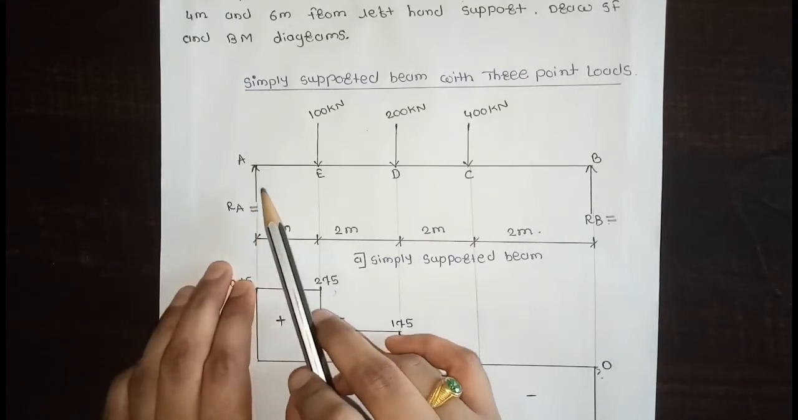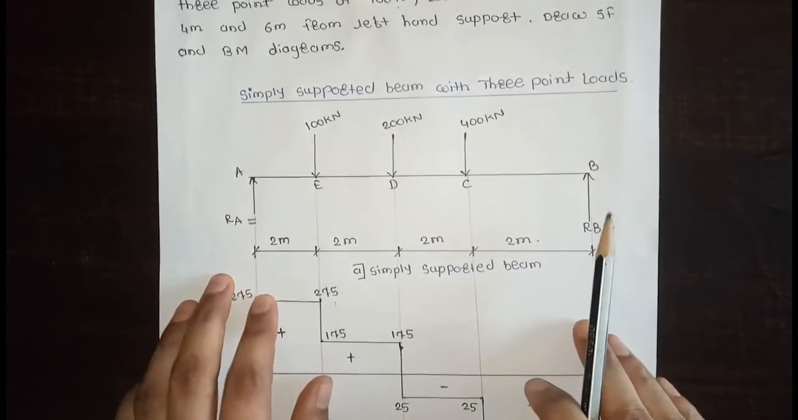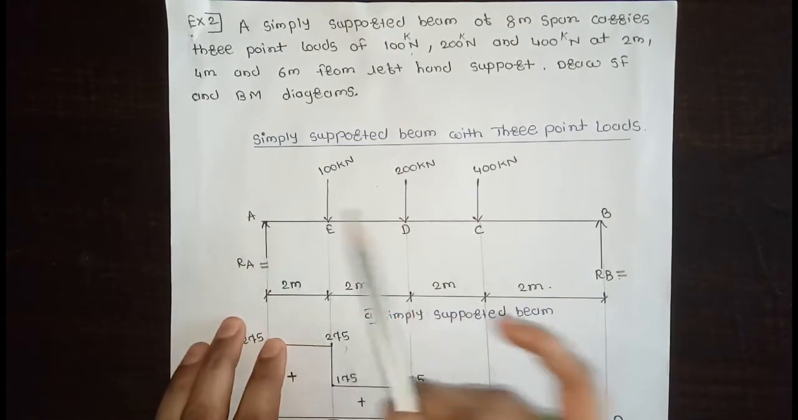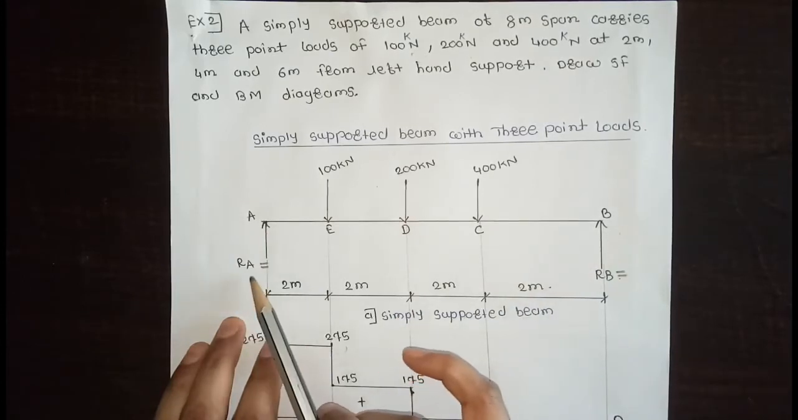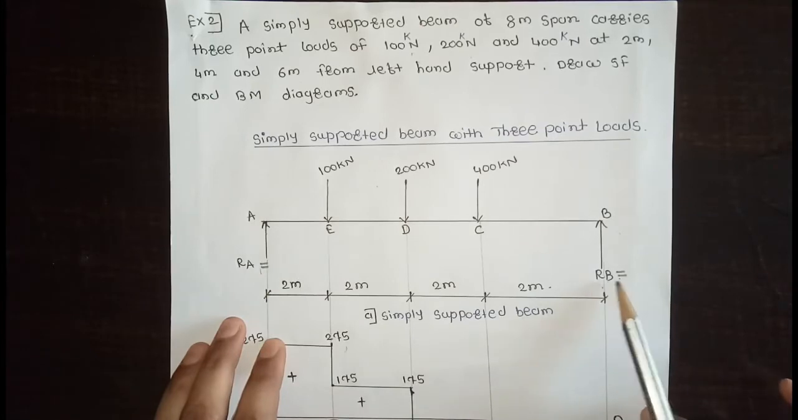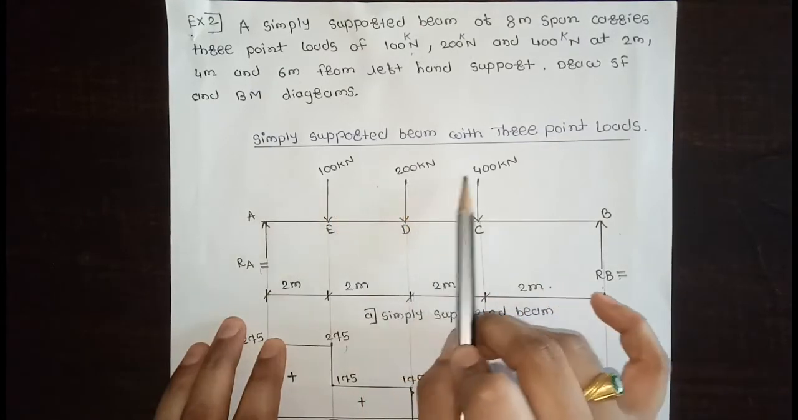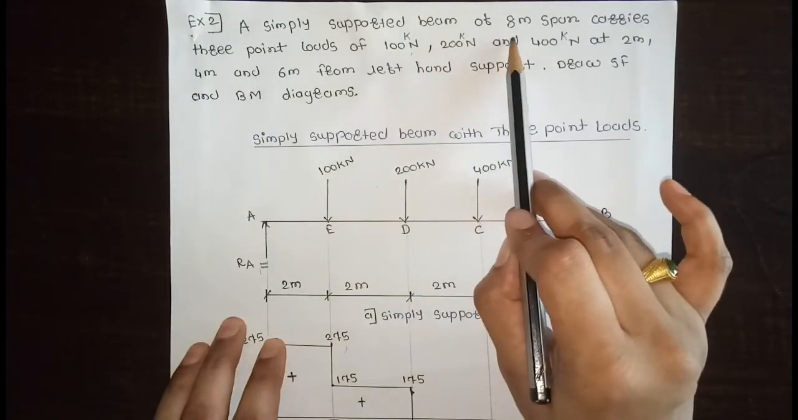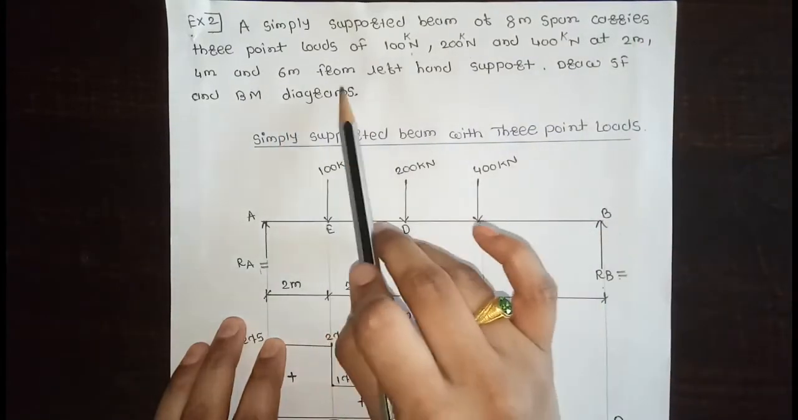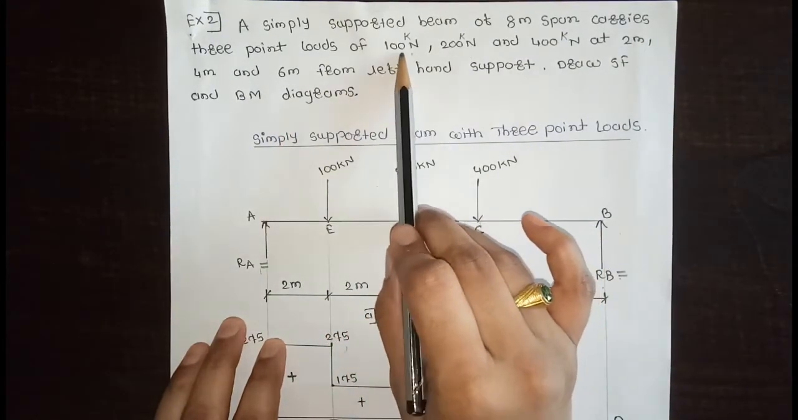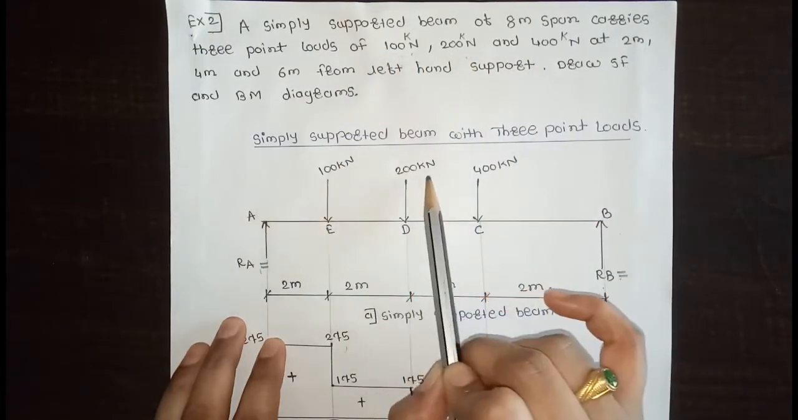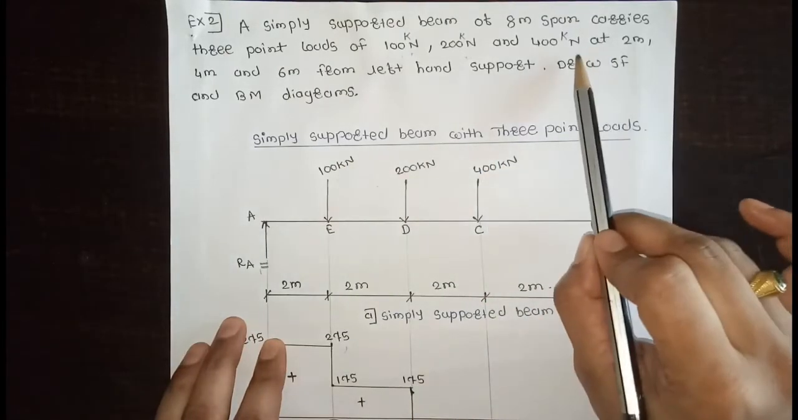So first of all, draw the diagram. Simply supported beam. Both ends are simply supported. This is the reaction at support A, means RA, and this is the reaction at support B, means RB, with 3-point loads. For the question, total span of the beam is 8 meter, carrying 3-point loads of 100 kN, 200 kN and 400 kN.